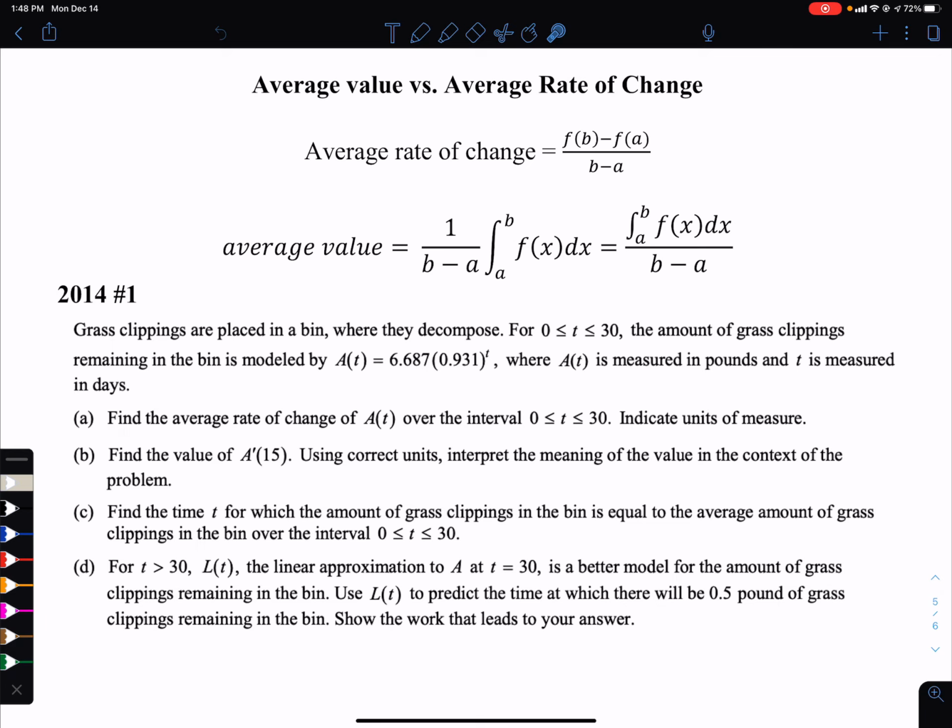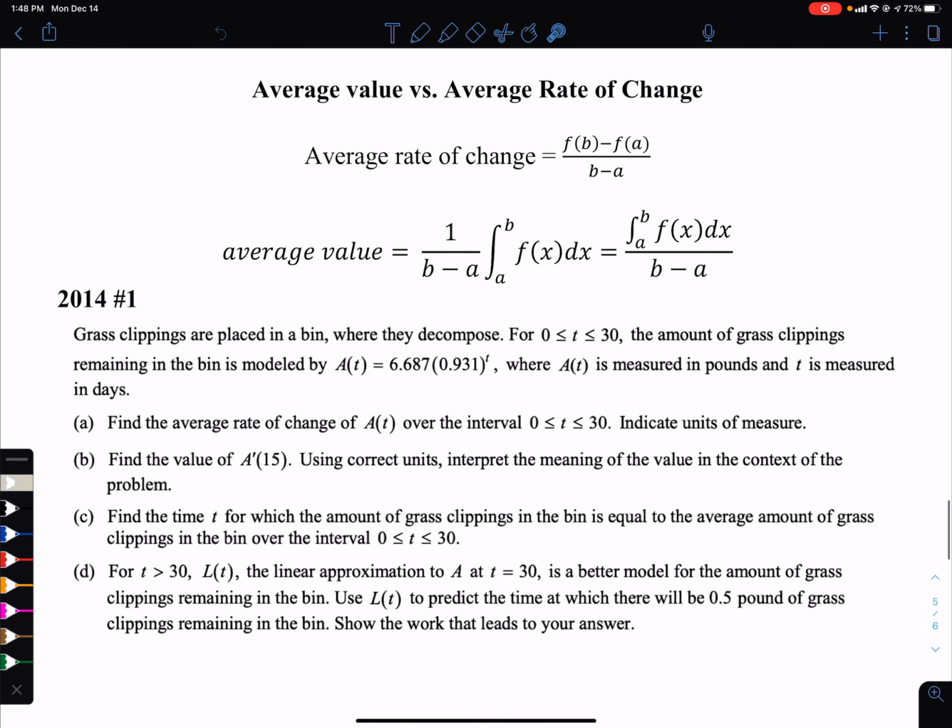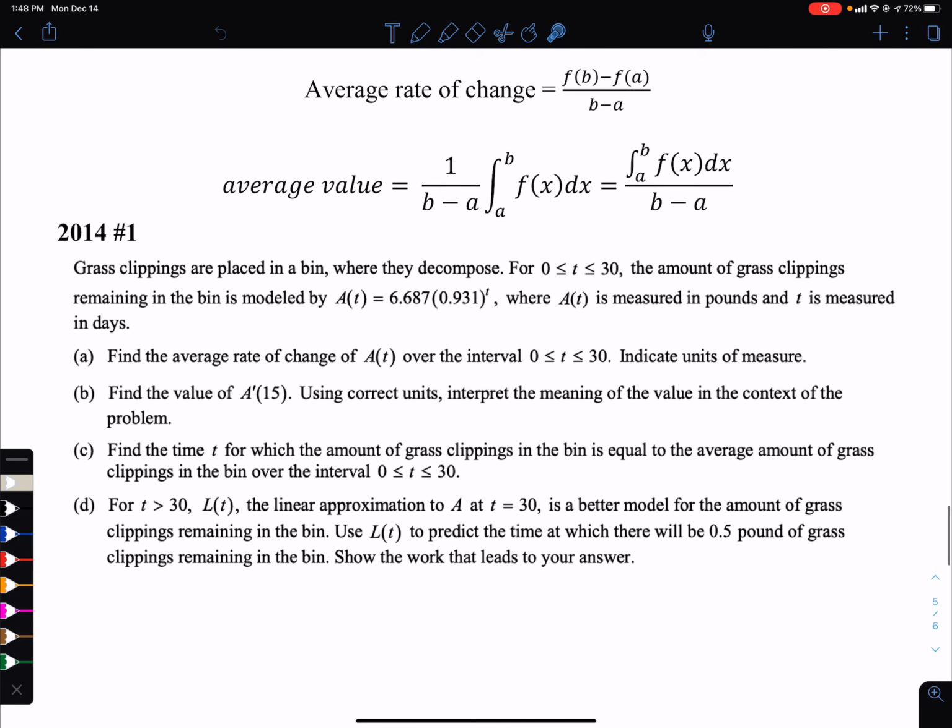Like this is the 2014 FRQ. If you took this test in 2014, this is the question you would have had. But question number 1, and it has all these concepts in there. So part A, find the average rate of change of A over the interval from 0 to 30. So key, rate of change.